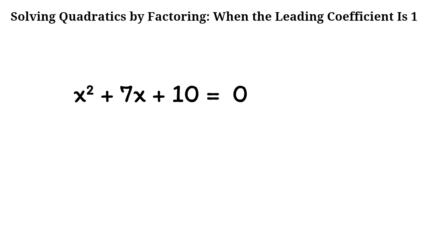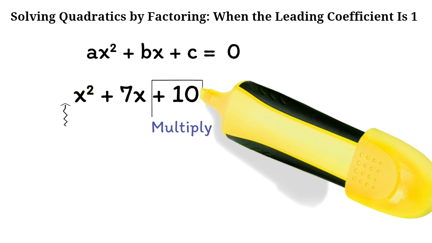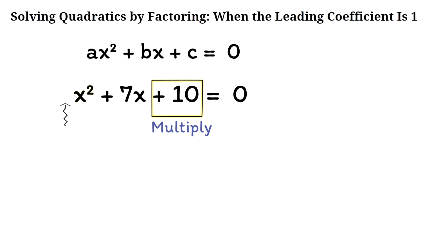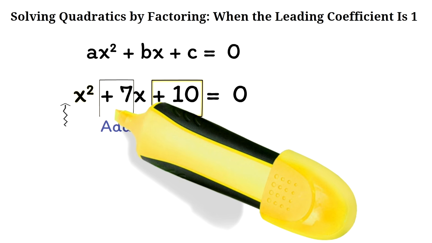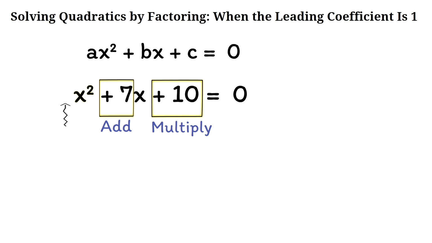Solve the quadratic equation x squared plus 7x plus 10 equals 0. Here, we have a trinomial. Also, you will notice there is no number in front of the x squared. In math, we say the coefficient of x squared is 1. When the leading coefficient is 1, your goal is to find two numbers that multiply to give you the constant, in this case 10. At the same time, those same two numbers must also add up to give you the coefficient of x, which is 7. This takes some trial and error, depending mainly on how good your multiplication is.